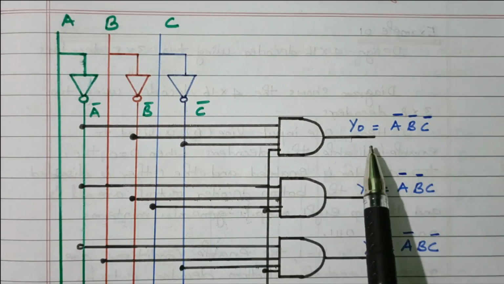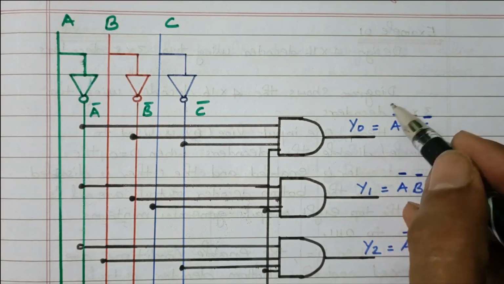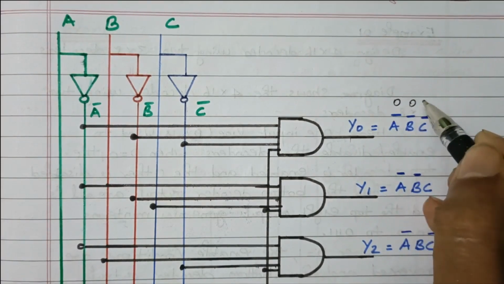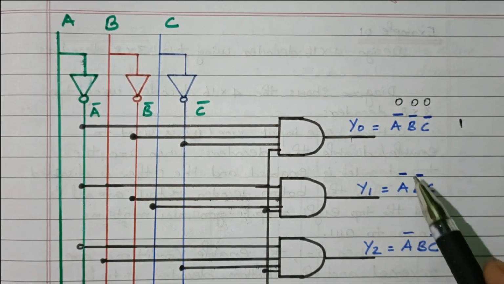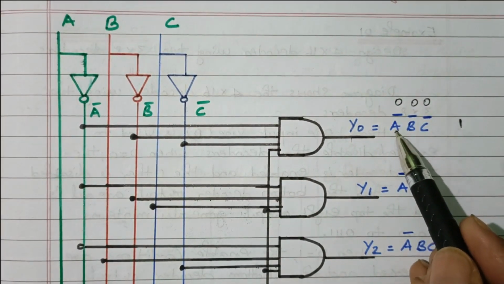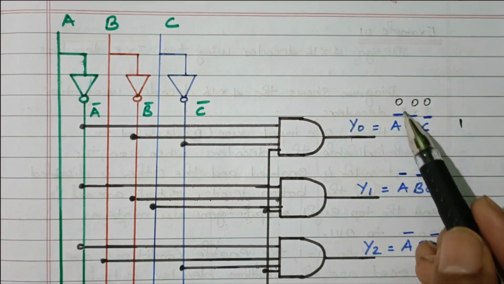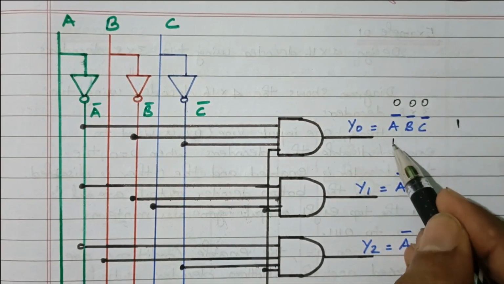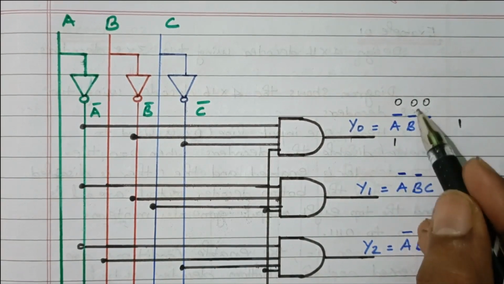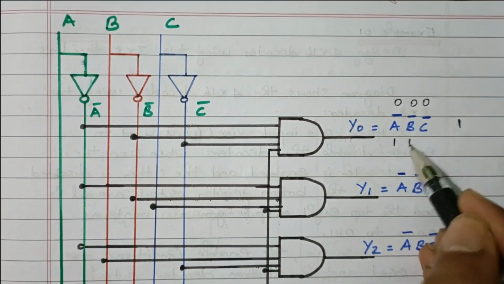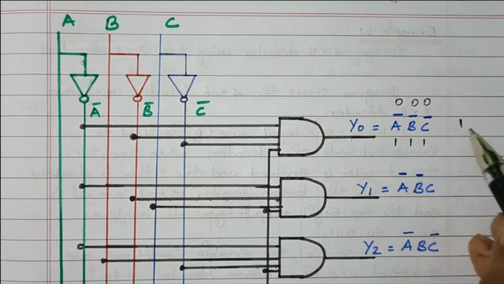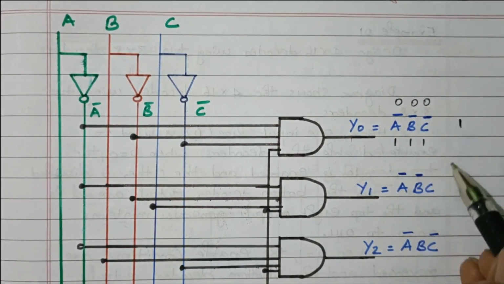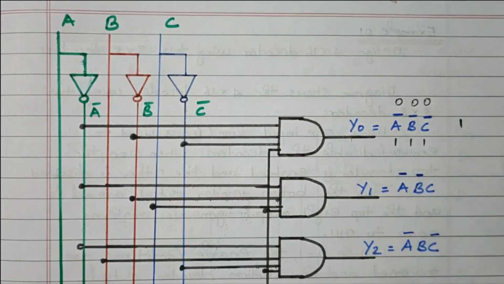See this, for the Y0, 0, 0, 0 means we will get Y0 as 1 output. How is it possible? We have connected A bar, B bar and C bar. A equal to 0 means A bar will be 1. B equal to 0 means B bar will be 1. C equal to 0 means C bar will be 1. See, all are 1. So that we are getting 1 as an output.